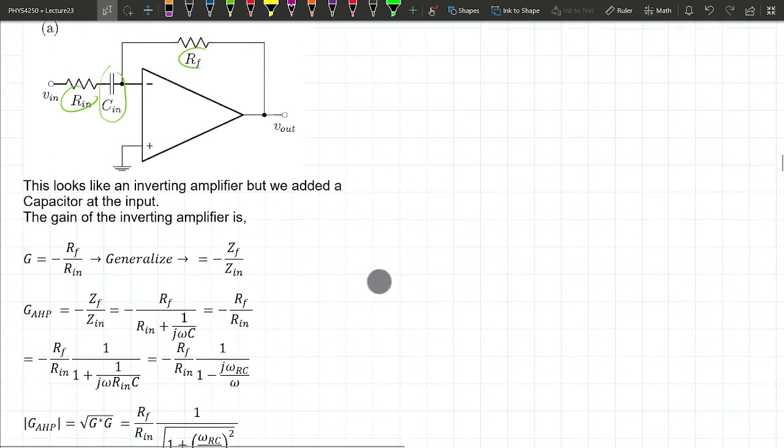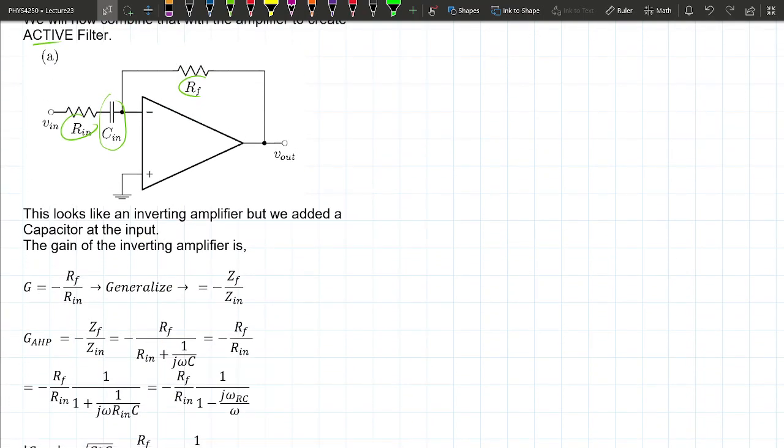Once again, whenever you're dealing with a circuit, the gain on an operational amplifier, if you're connected to the inverting input, is the ratio of the feedback resistance to the input resistance. That's what an inverting amplifier does. But in this case we don't have just resistance, we have a capacitor. So we generalize that to what?